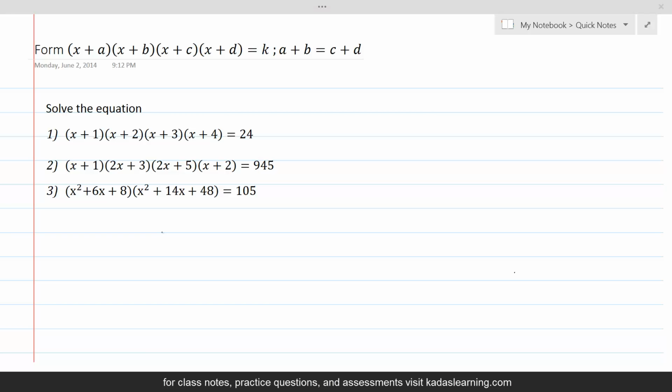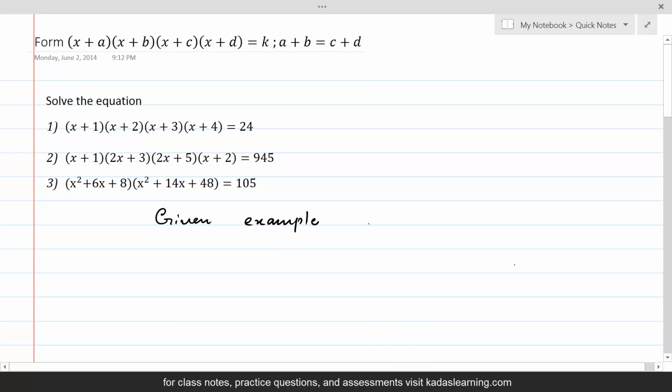Continuing from the previous lesson, let's solve a few more equations which are reducible to quadratic form. Here we have a question, so let's solve it. The given example is x plus 1 times x plus 2 times x plus 3 times x plus 4 equal to 24.